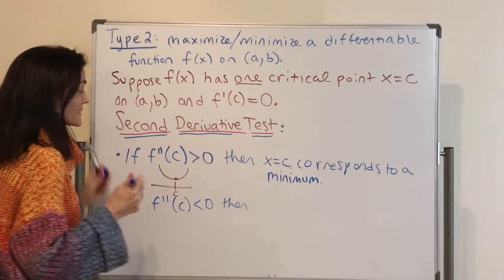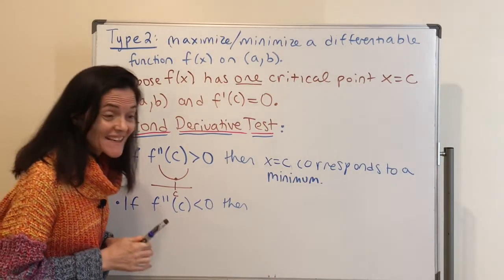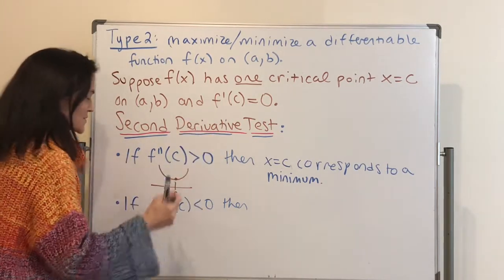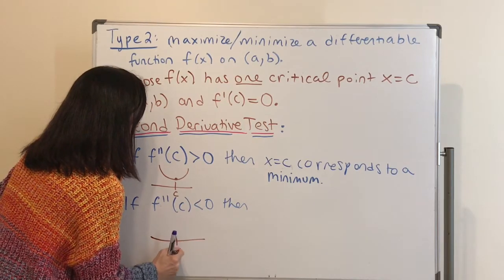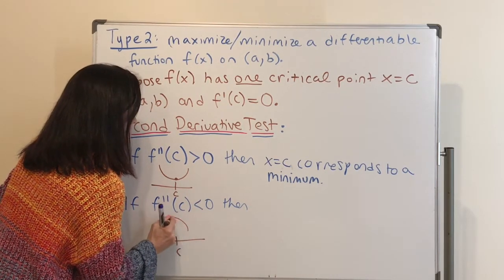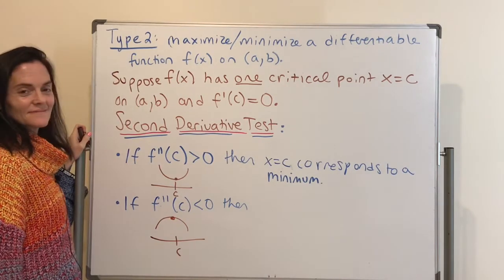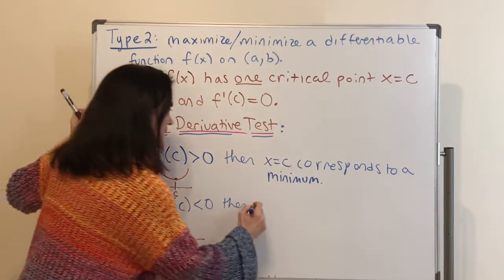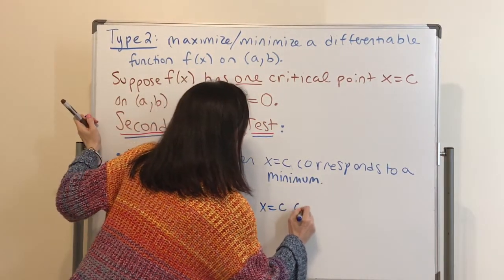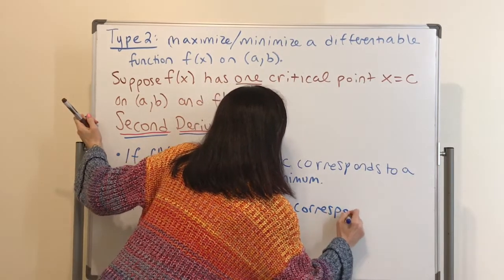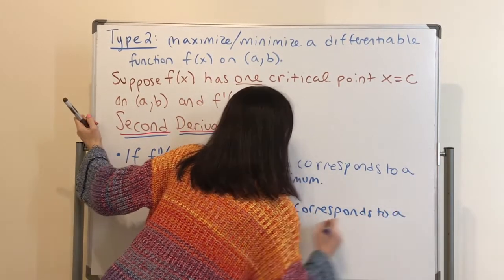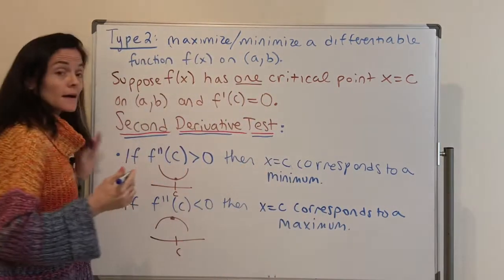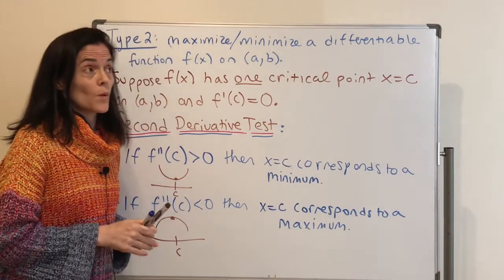And similarly here. So now the second derivative is negative at c, this says concave down. And then also, well, the first derivative is 0, so this would look something like this. What do we see here? Well, we see a maximum. So then x equals c corresponds to a maximum.